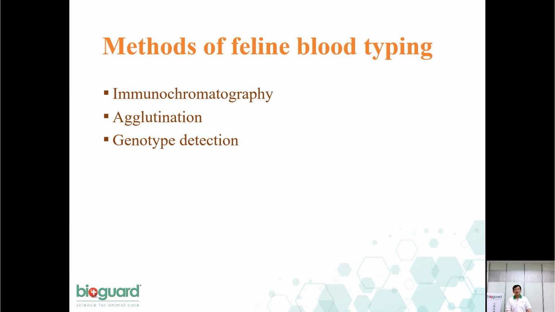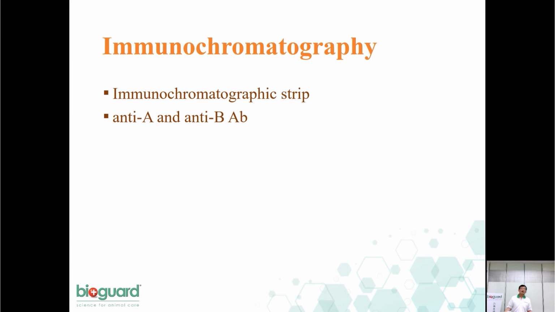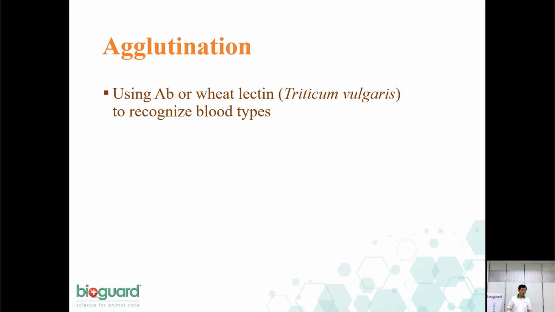Currently, there are three different methods for feline blood typing. The first one is immunochromatography, what we call a rapid test. The second one is the agglutination test. And the third one is genotype detection. The immunochromatography strip is a rapid test. It uses anti-A and anti-B antibodies to detect the antigen presented on the red blood cells of the cat. The agglutination test uses the anti-A antibody and or the Triticum vulgaris lectin to recognize the A antigen or B antigen on the blood cells.